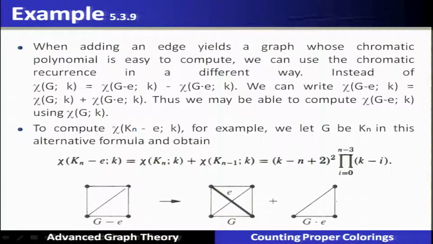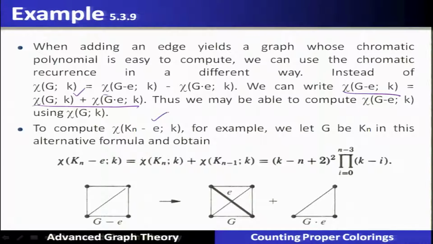So, when adding an edge yields a graph whose chromatic polynomial is easy to compute, we can use the chromatic recurrence in a different way. Instead of saying that chi of G with k is equal to chi of G minus e with k minus chi of G contraction e, we can write down instead of that chi of G minus e equal to, that means this term we basically put on the right side, that becomes plus. Now, you know that this way also we can compute.